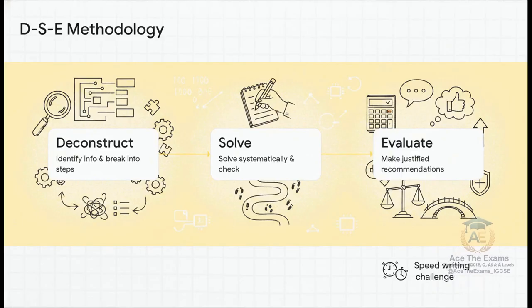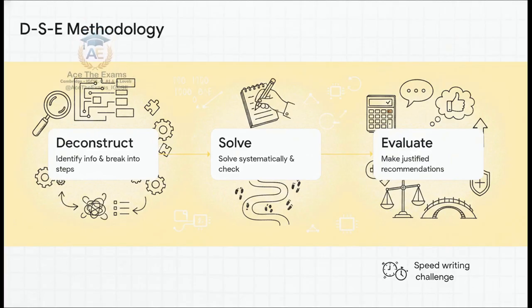Deconstruct, solve, evaluate. First, deconstruct. You identify the given information and break the problem down into logical, bite-sized steps. Second, solve. You solve systematically and always check for reasonableness. Third, evaluate. You make highly justified recommendations. This pairs absolutely perfectly with our PEEL framework.